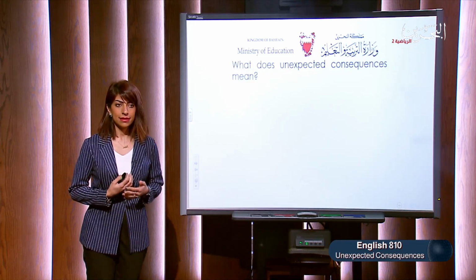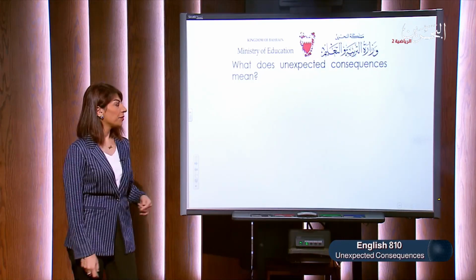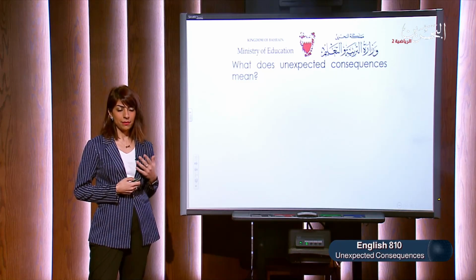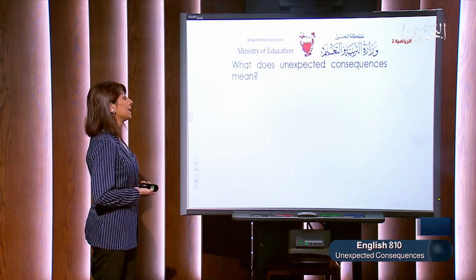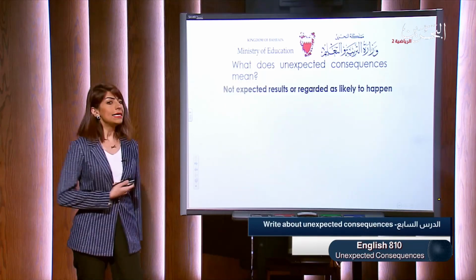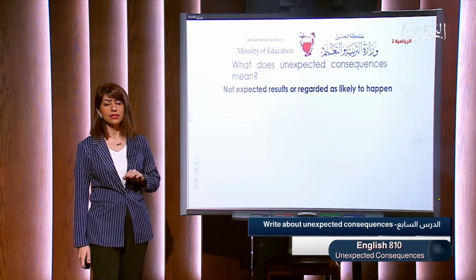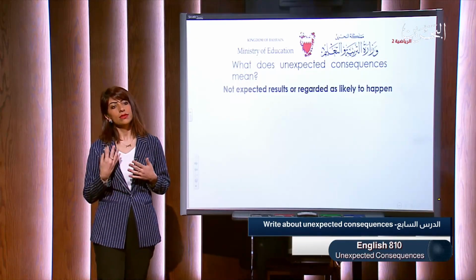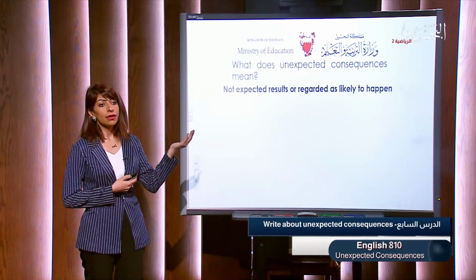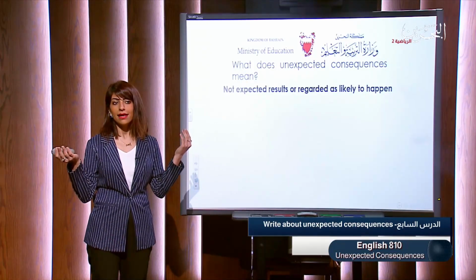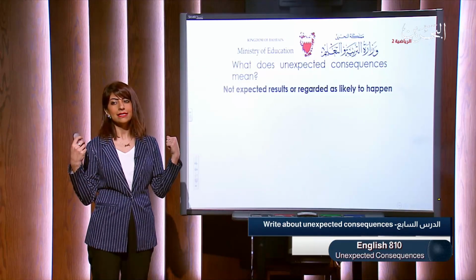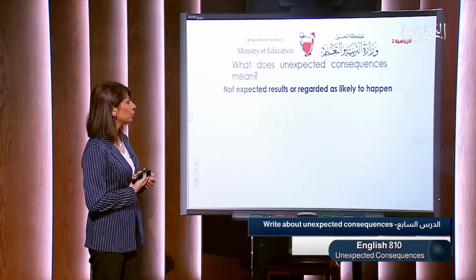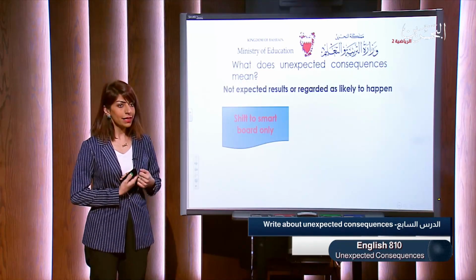Now, what are unexpected consequences? I've repeated it 3 times during the objectives, but do you know what is meant by unexpected consequences? Let's see. It means not expected results. Consequences means results, or let's say outcomes. When you do something, you are expecting some results, but there are unexpected results, or let's say they're regarded as likely to happen. I'll clarify that more in some topics as examples.